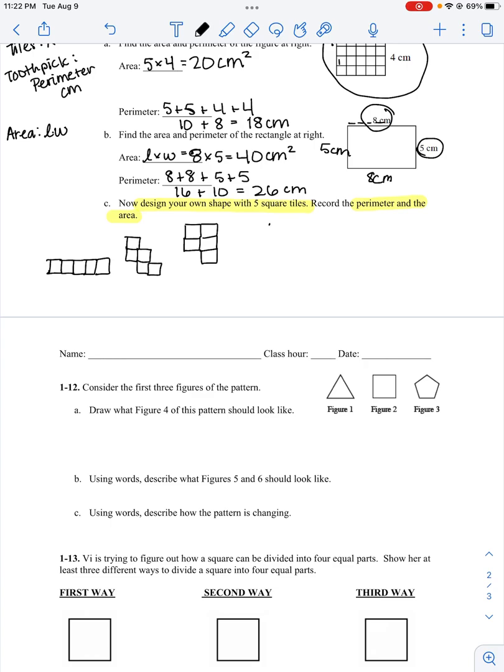Now, I have to find the area and perimeter. I am going to be working with that shape. So my area, well, that's the amount of tiles I have. It's 5. However, we don't have centimeters or inches, so my unit of measurement is just units, and I need to square it. My perimeter, I have to draw my toothpicks or label my sides.